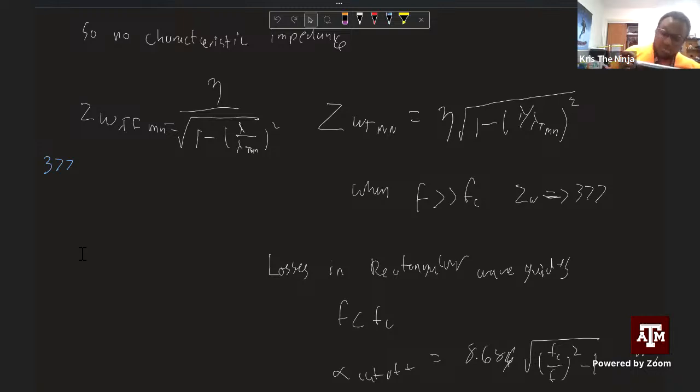And you just multiply that by one minus the lambda over the mode you're in squared. When f is much greater, that's what these two inequality signs mean. When f is much greater than fc, then z naught is roughly 377. So that's how that really works. But yeah, so you can do it that way.